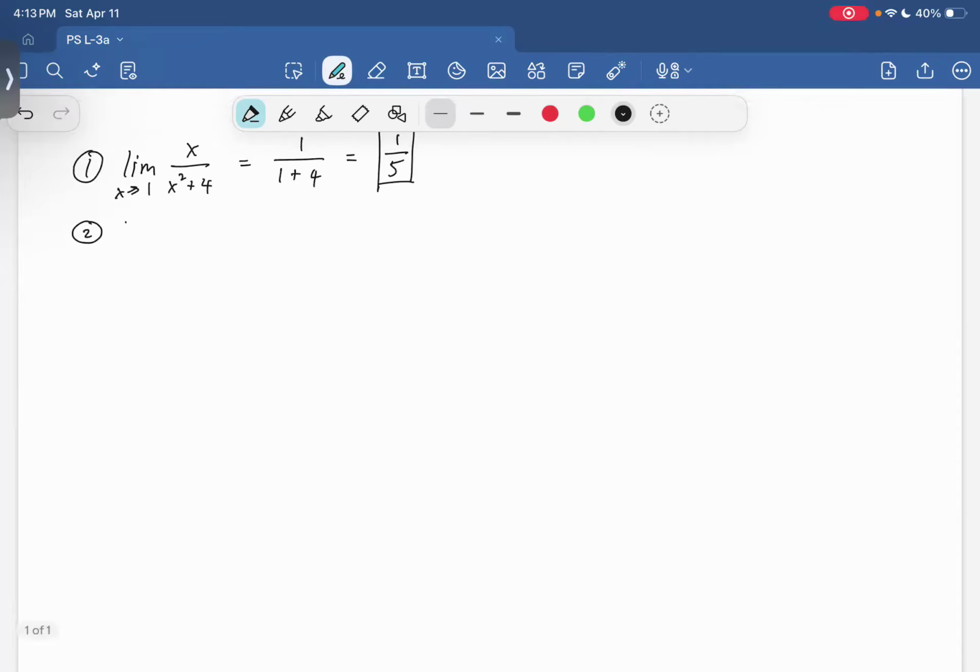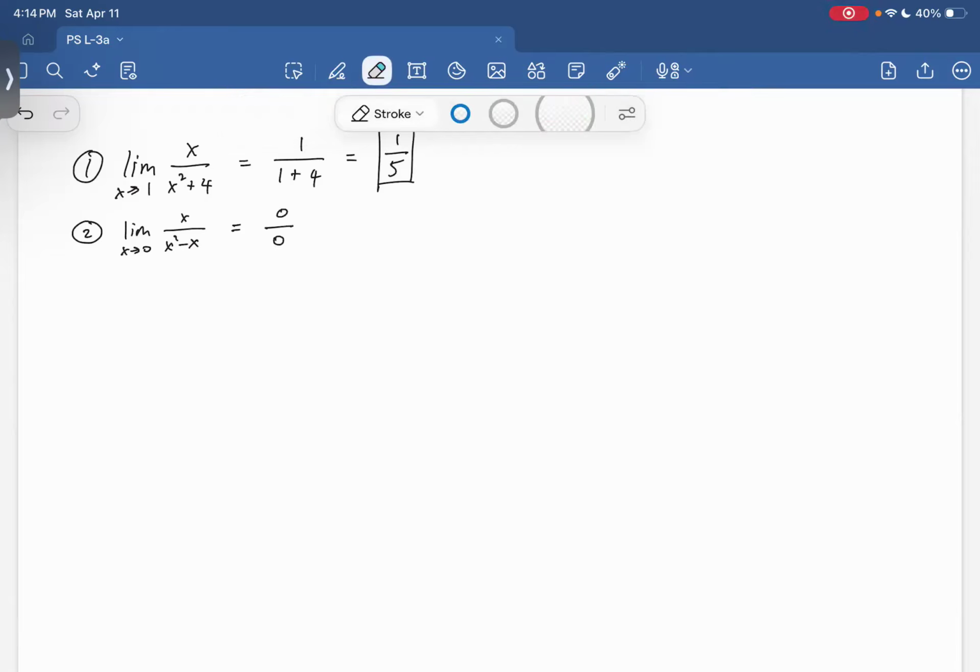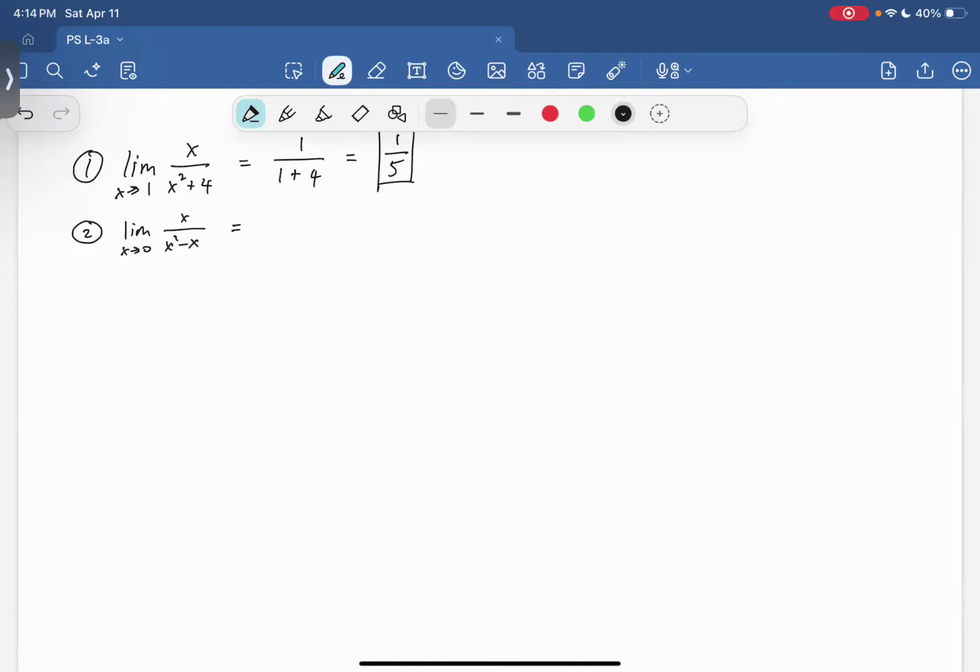Question 2, the limit as x approaches 0 of x over x squared minus x. Okay, so when we plug in x equals 0, we're going to get 0 over 0. And so that tells us that we're going to need to do some simplification before we can evaluate this limit. So to simplify, we're going to factor the denominator, and the x's will cancel.